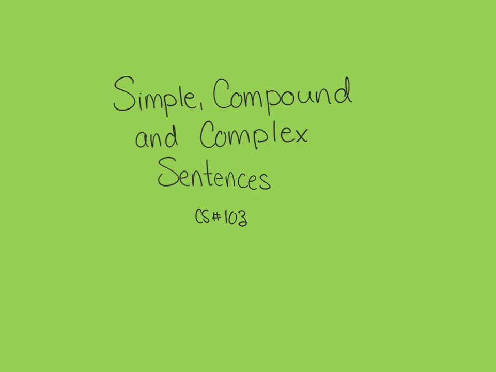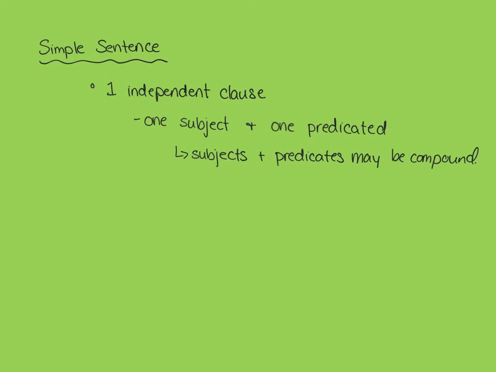Today's lesson is a review of simple, compound, and complex sentences, and it covers CS exercise number 103. The first type of sentence that we'll talk about is a simple sentence. So a simple sentence contains only one independent clause. So there's no dependent clauses in here.